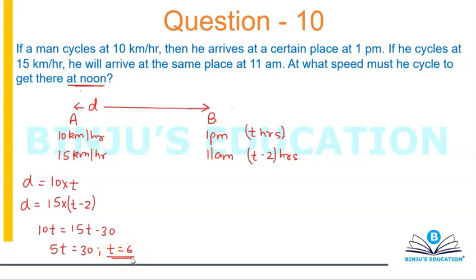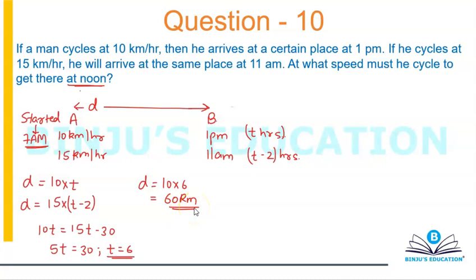So if he travels at 10 kilometers per hour, he will take a total of 6 hours, which means that he must have started at 7 a.m. And if he took a total of 6 hours, then another thing that I can calculate is the total distance, which will simply be equal to 10 multiplied by 6, and that is equal to 60 kilometers.